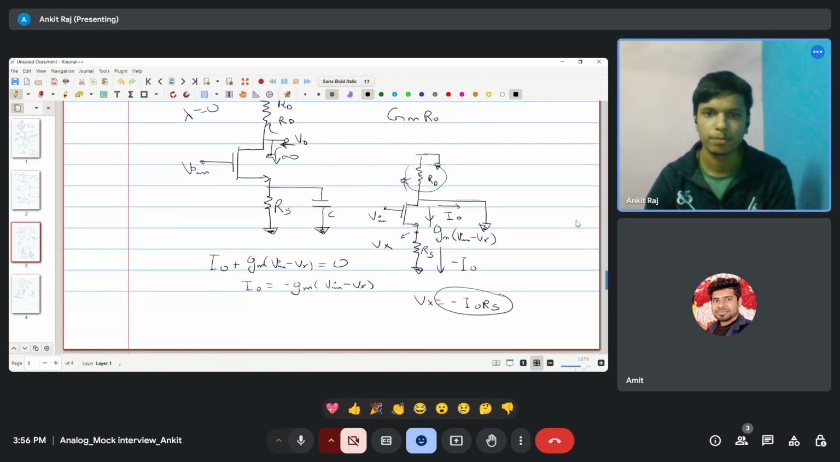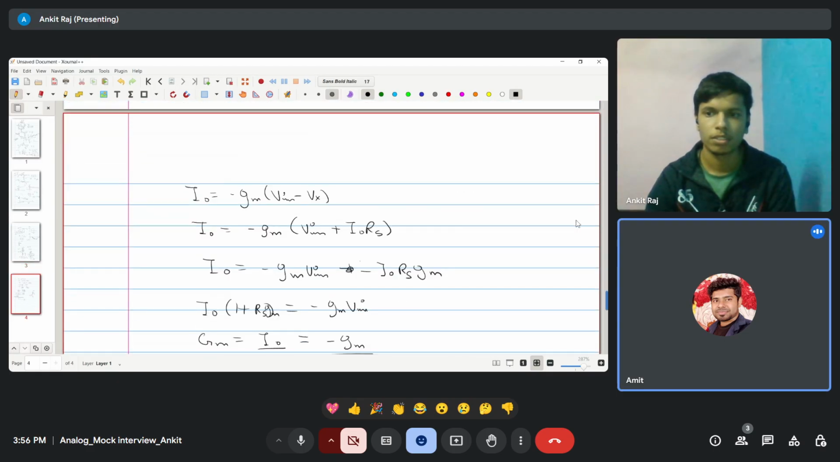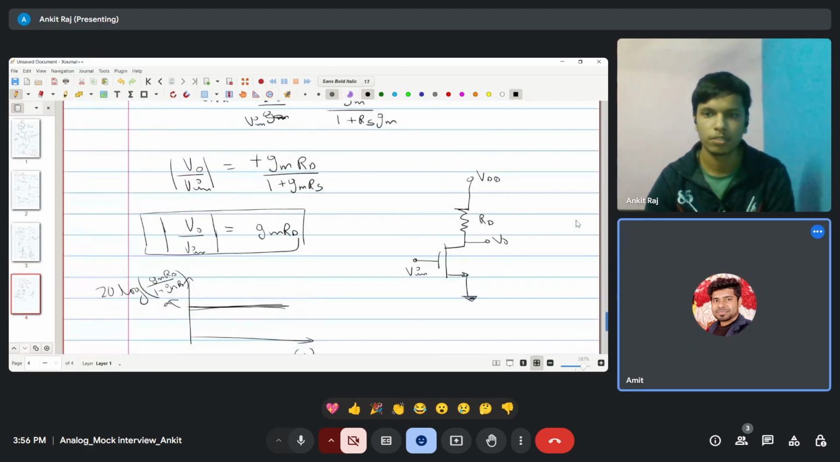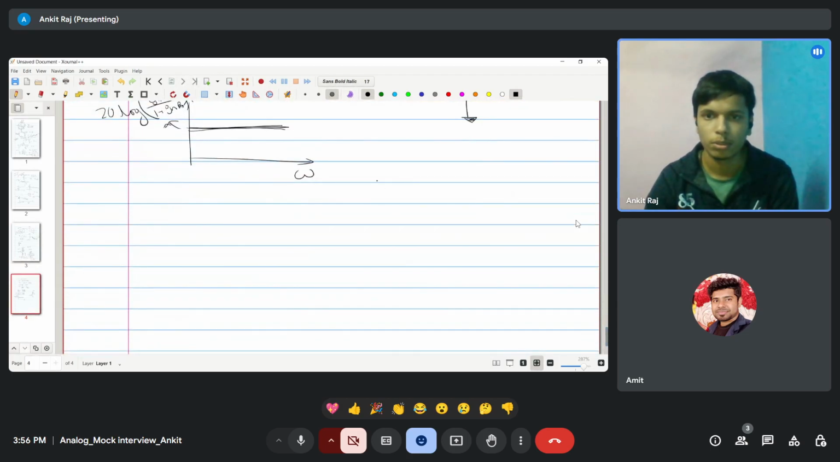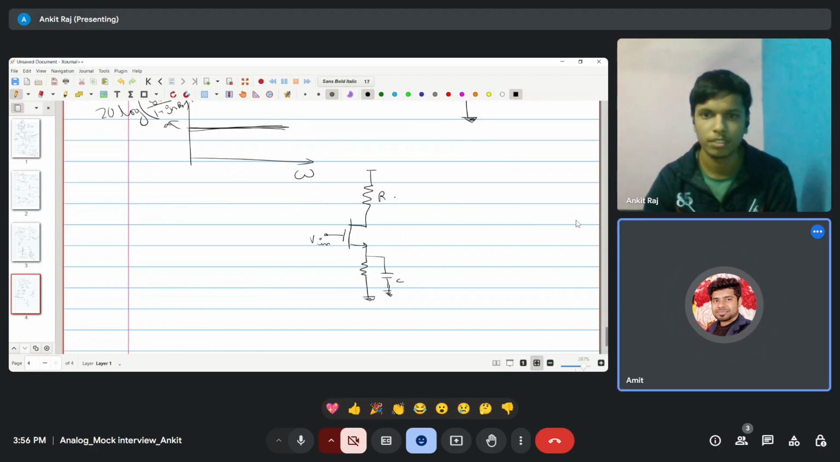And this is your last question. So the new circuit is this. There is a capacitance here. No need to use any KCL or KVL. Just say intuitively how the gain will look with respect to frequency.